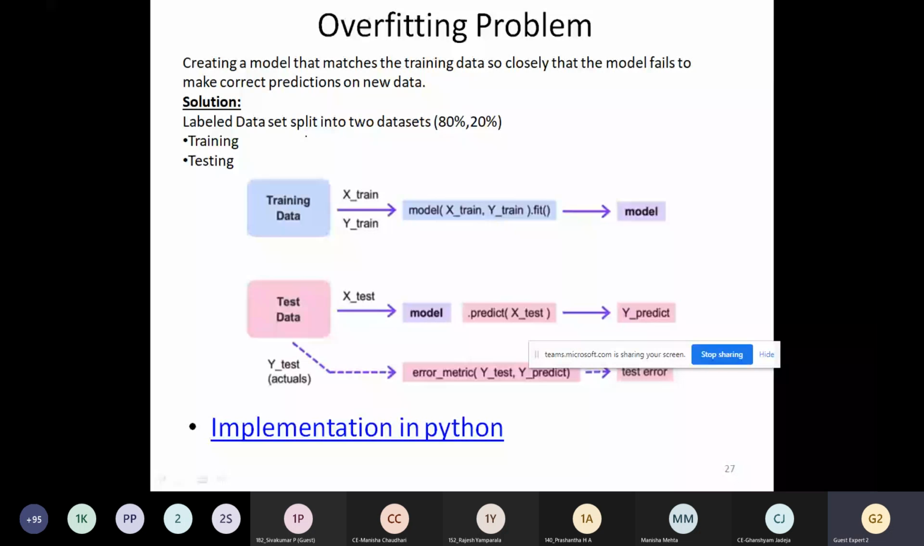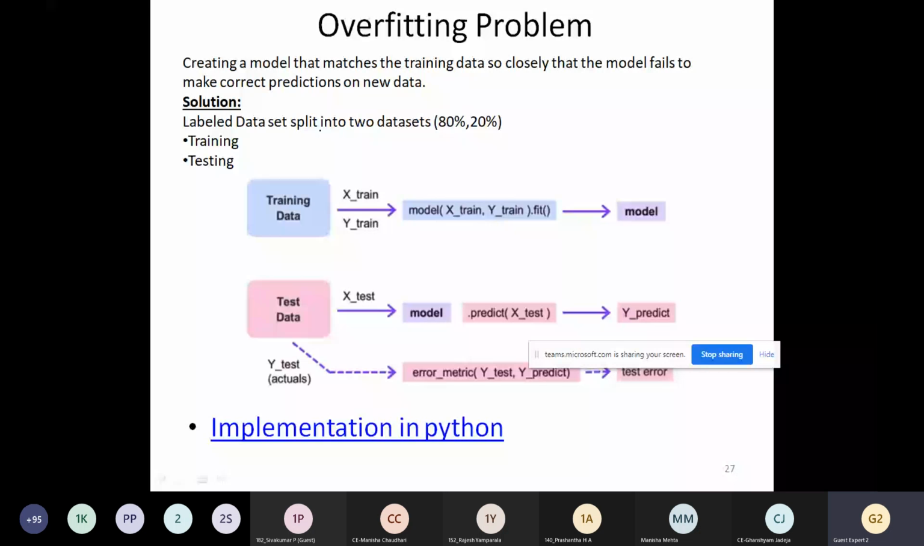If you want to solve this overfitting problem, you have to divide your data set into two parts: training data and testing data. The training data is used to train your model, the same as we have done previously. And after training the model, you have to test the performance of your model by giving the X value of the test data set, and then compare that predicted Y value with the actual value of Y of the test data.